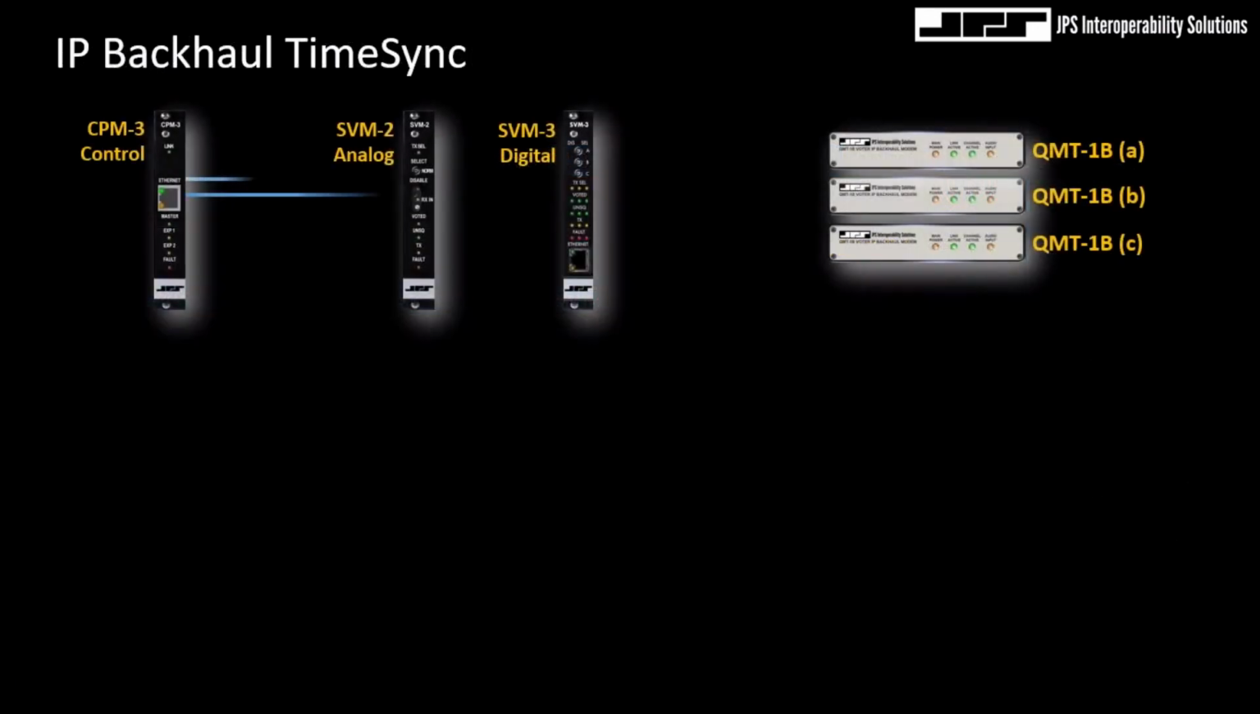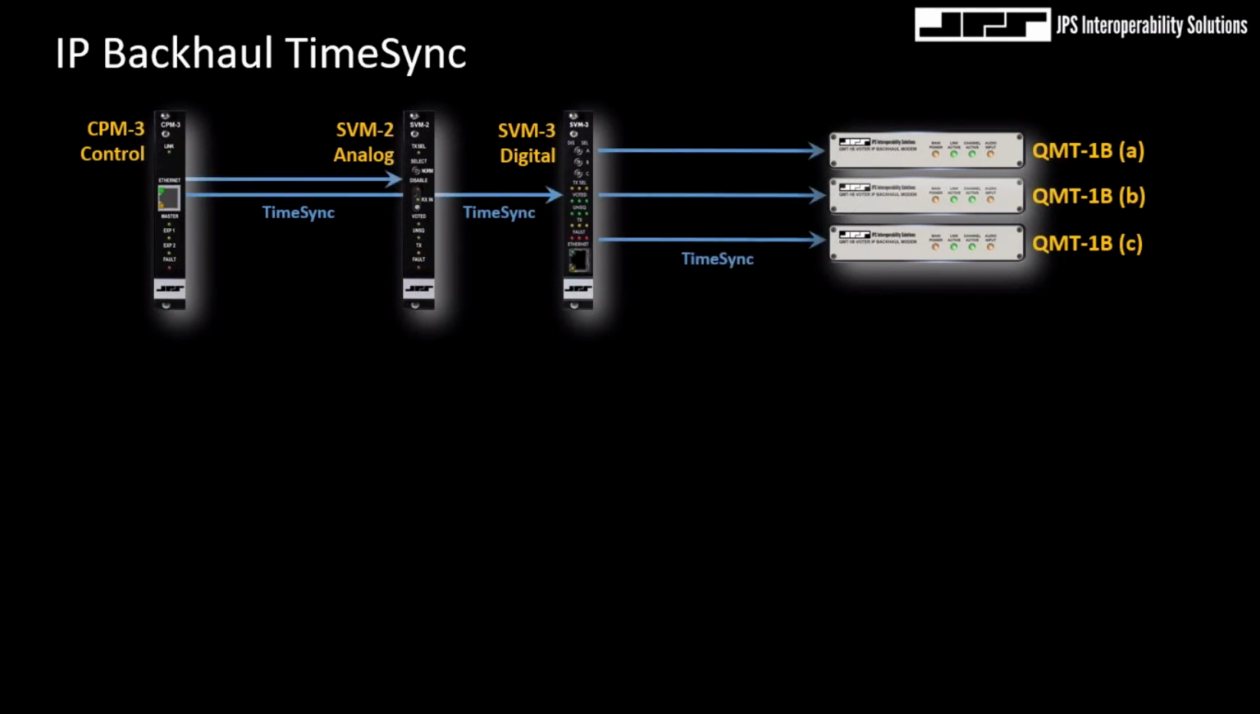All right, so one last piece of data that we need to discuss is the time sync and how it relates to all site voter modules, whether they're analog SVM2 modules that reside in the chassis, or digital SVM3 modules that also reside in the chassis, as well as how the time sync relates to the remote QMT modems at the receiver sites. As mentioned earlier, the CPM3, the control processor module, generates a periodic time sync command that effectively resets the internal clocks of the SVM2 and SVM3 site voter modules inside the chassis.